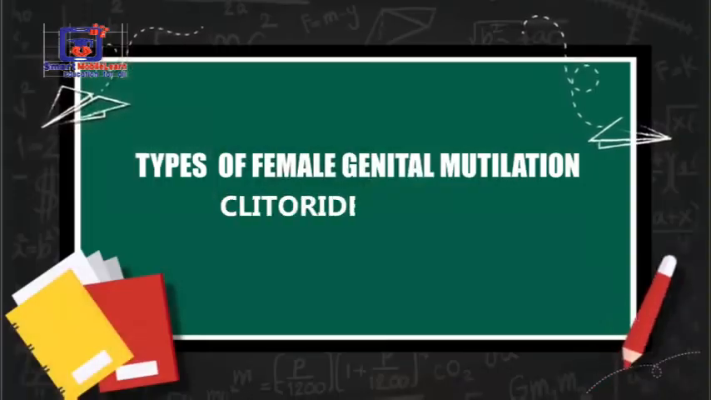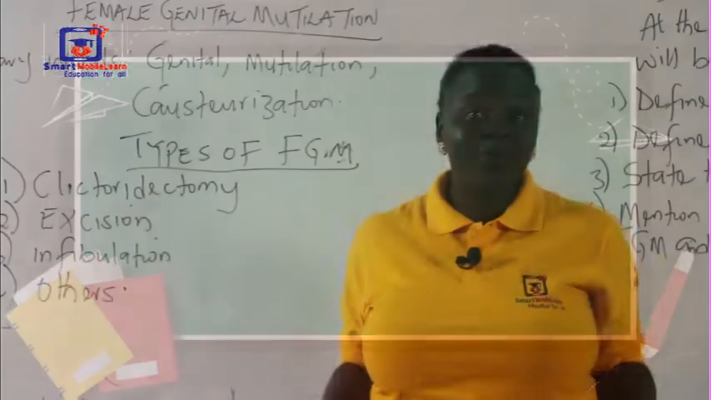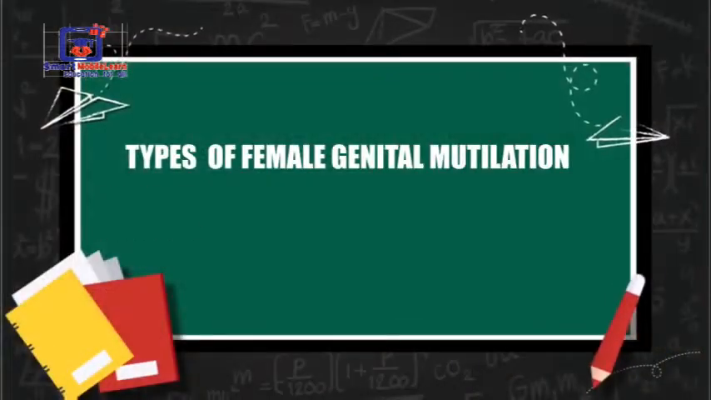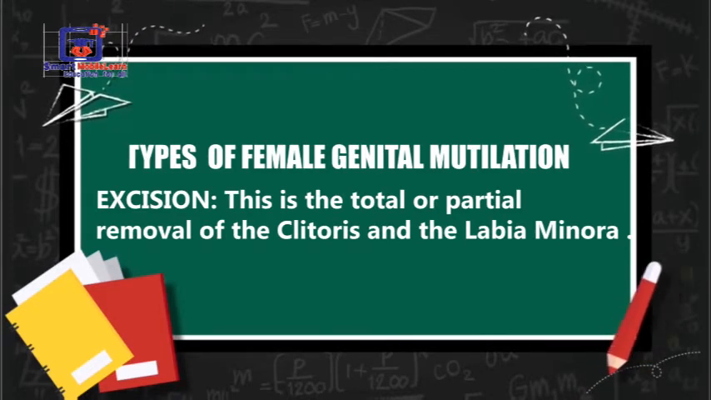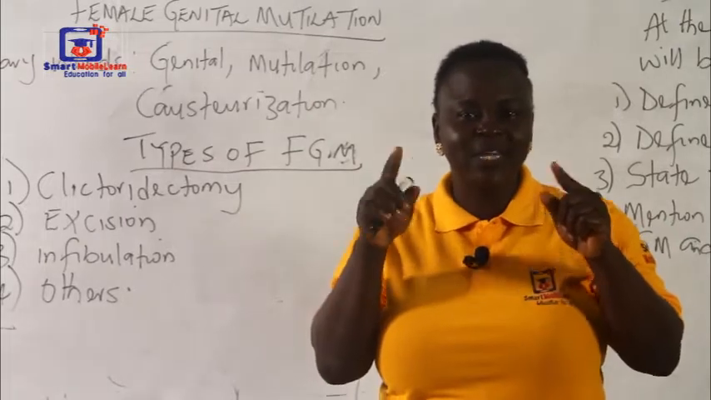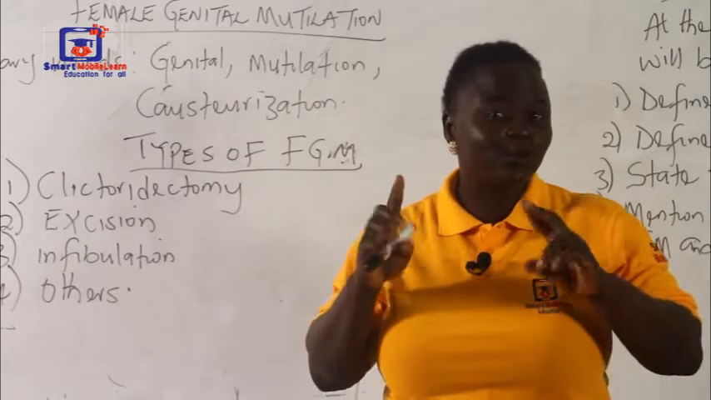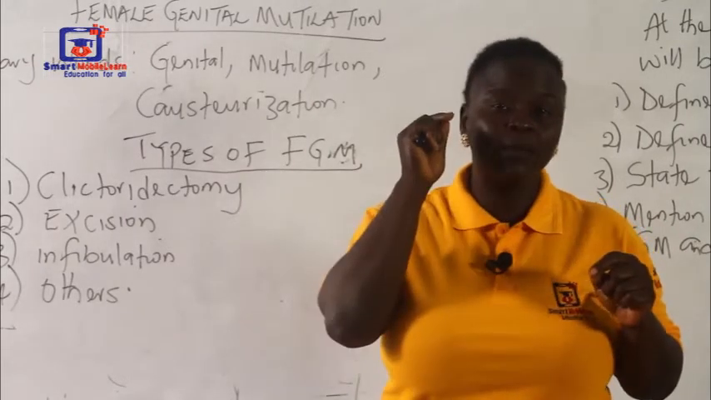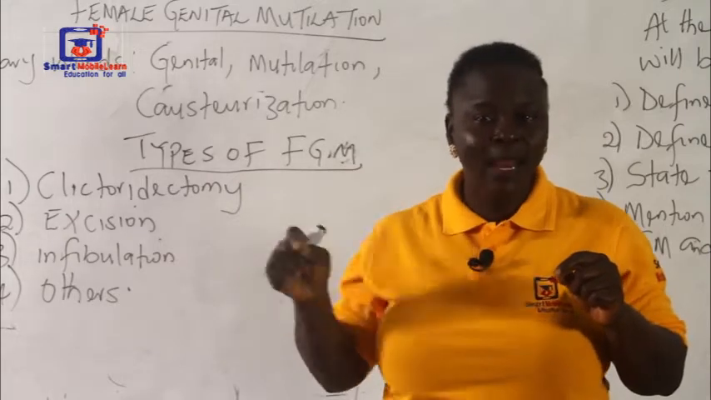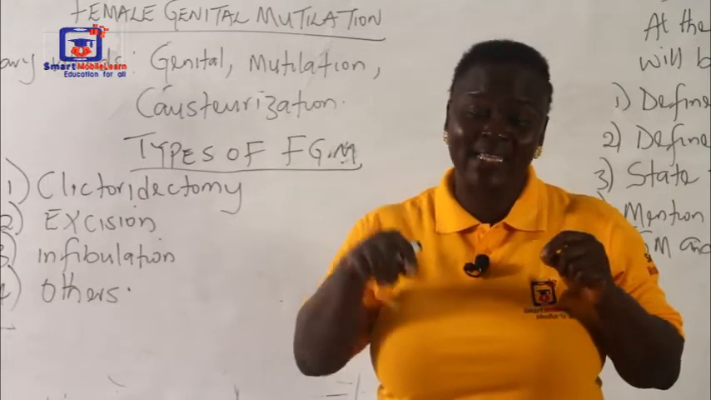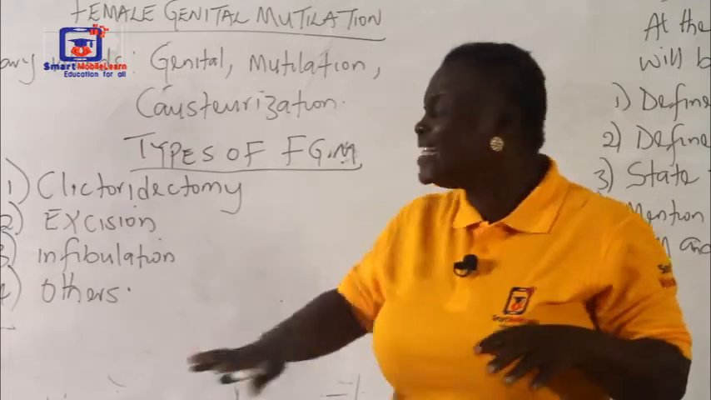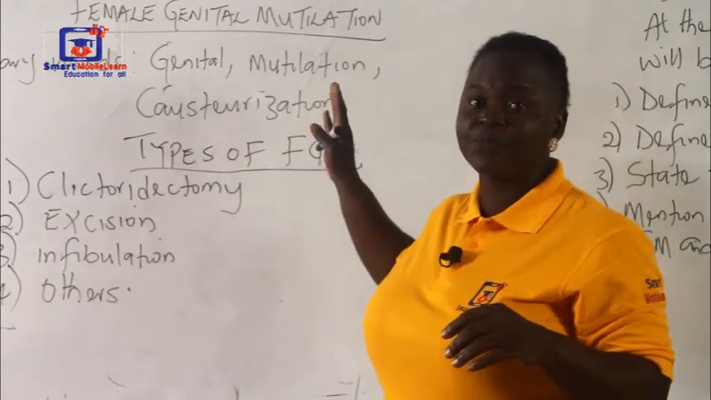The second is what we call excision. What do we mean by excision? It is the total or partial removal of the clitoris as well as the labia minora. The lips of the genitalia of a female consist of 2 parts. We have what we call the labia minora and the labia majora. In excision, the clitoris as well as the labia majora is cut off.